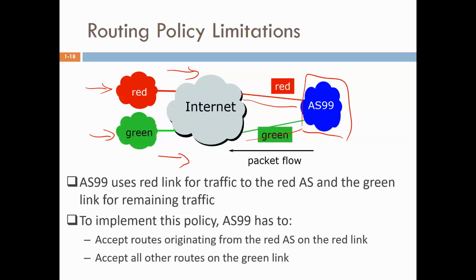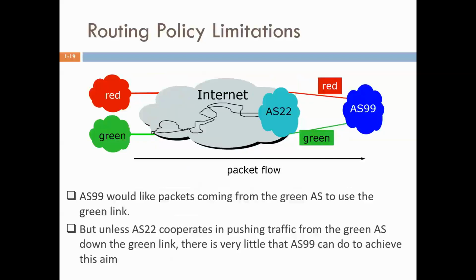AS99 wants to use the red link for the red AS and wants to use the green link for the green AS. So it can simply accept the announcements made by the red AS on the red link and the green AS on the green link, even though there may be a different path through the internet. So the red AS may be accessible through the green link, and the green AS might be accessible through the red link. But AS99 has the freedom to send packets to the red and green AS by accepting announcements from them on specific links. Okay?